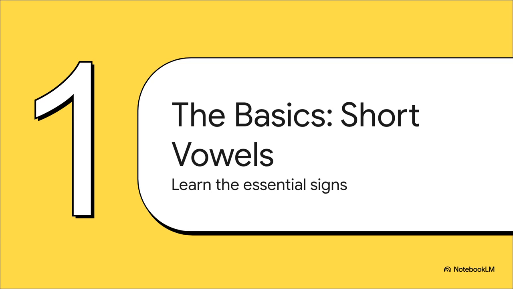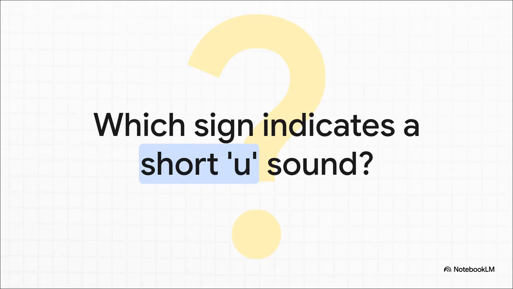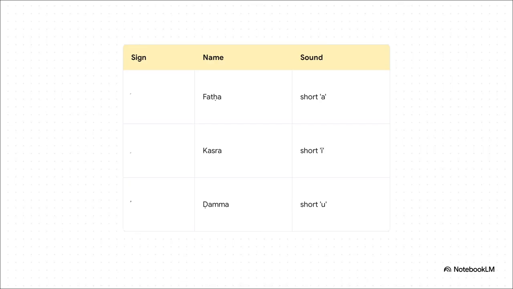All right, let's get into the basics. We're going to start with the three most common, most fundamental short vowel marks. Let's do it. Okay, here's your first real question. I want you to think about that short sound, like in the word put. So in Arabic, which little sign is responsible for making that sound? Go ahead, take a second and think it over. And the answer is the dhamma.